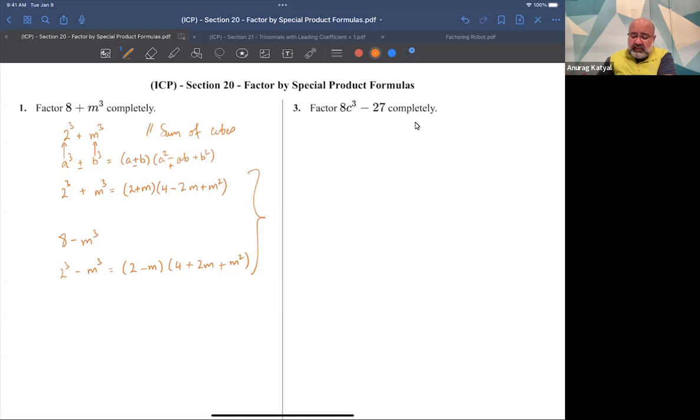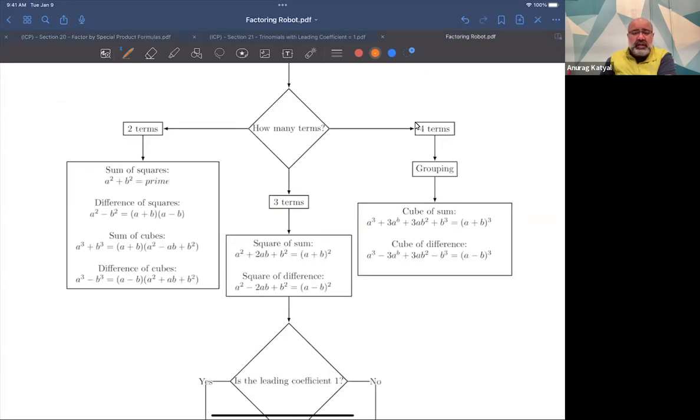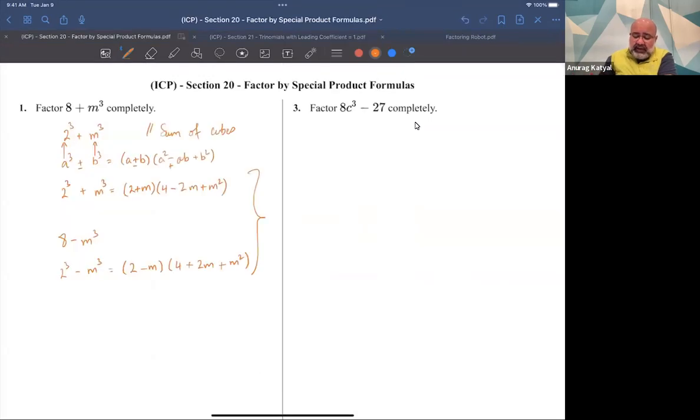For number 3, we have 8c cubed minus 27. So again, there's not going to be a GCF. I'll let you figure out why. And then we have two terms. So we look at, well, which of these four formulas applies within the two terms? I can rewrite 8 as a cube of something. C is already a cube of something, and I can write 27 as a cube of something. So what can we write as 8? Well, I can write it as 2c, the quantity cubed, minus 3 cubed.